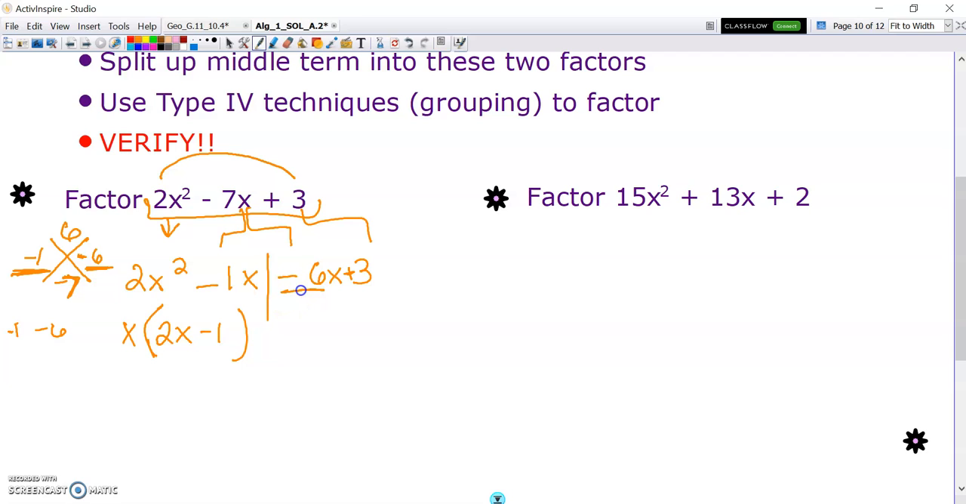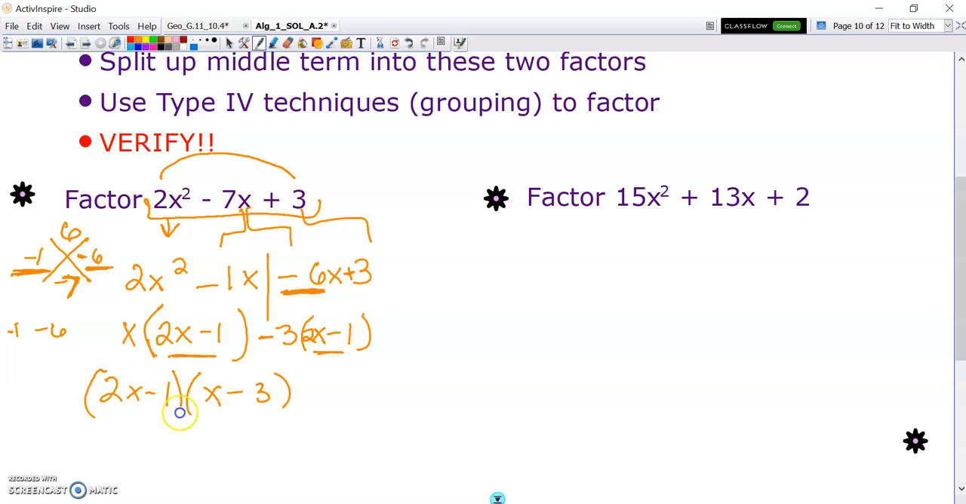Remember, we said if we can, we should pull out a negative, so the leading coefficient of the second half is not negative. So we're going to pull out a negative 3 here. Divide everything by negative 3, we should get an x, 2x minus 1. So now you can see that we've got the same terms in parentheses there. That becomes our greatest common factor, and our leftovers are x minus 3.